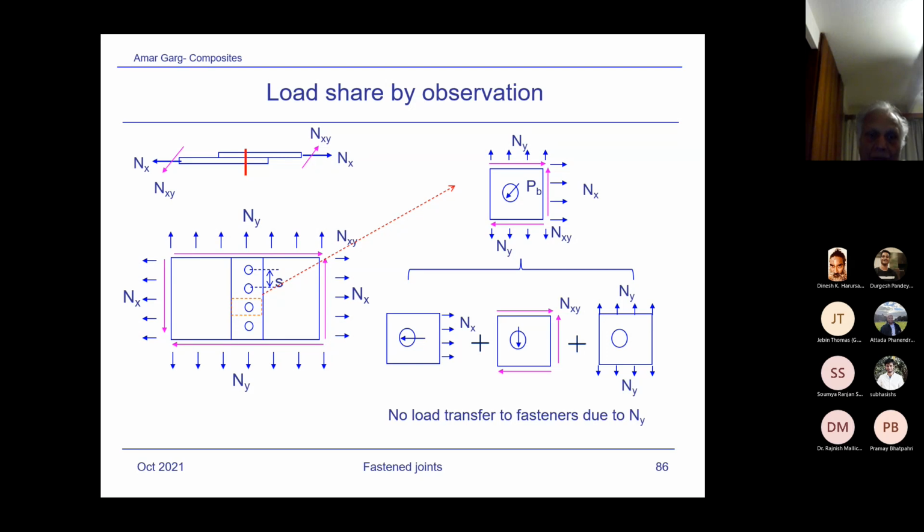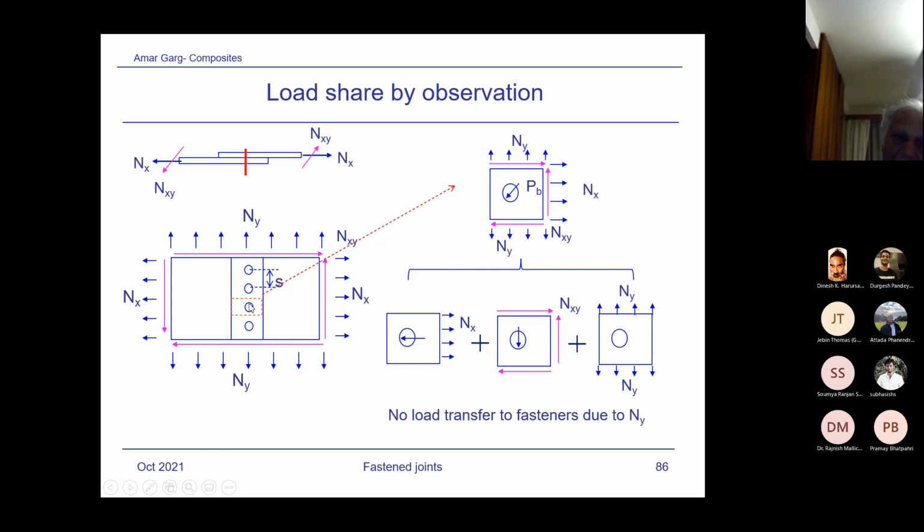Now, NY is considered as just passing without changing, or without being reacted by the fasteners, NY load. So I've shown here, NY is not being reacted by the fasteners, whereas NXY and NX are being reacted by fasteners. So I'm showing over here.